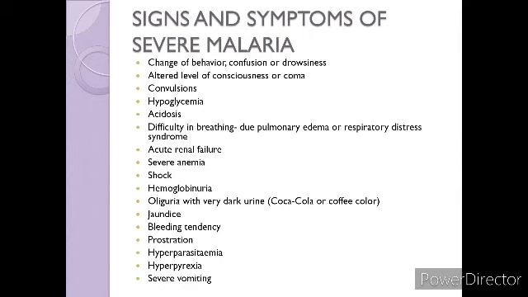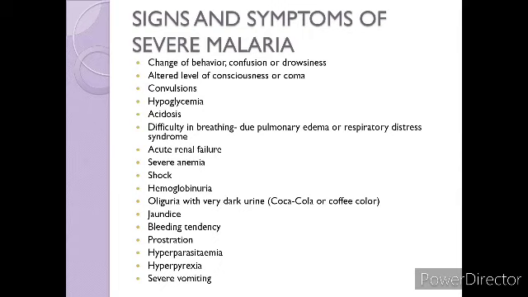We have oliguria. This oliguria means little urine, and this can be related still to the acute renal failure, and the urine at this time is dark in color. Then we have jaundice, which is yellowing of the skin caused by the buildup of bilirubin in the blood in the body.